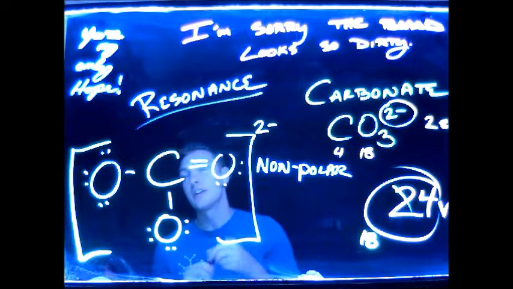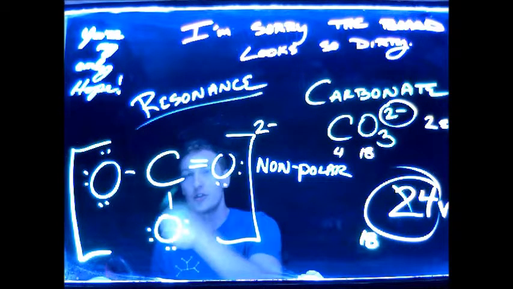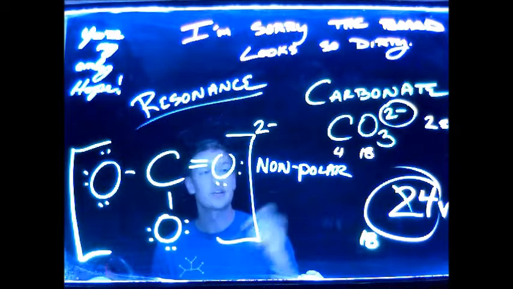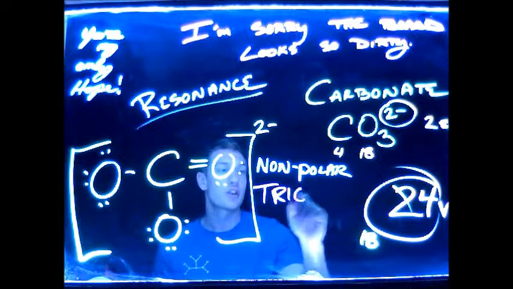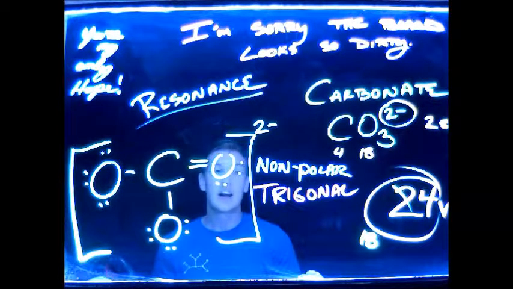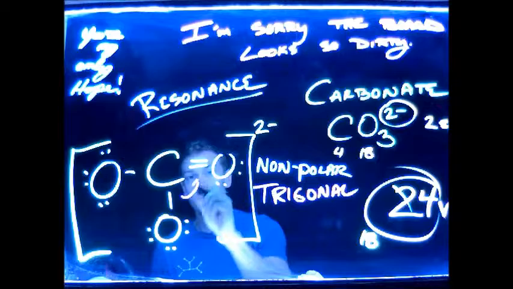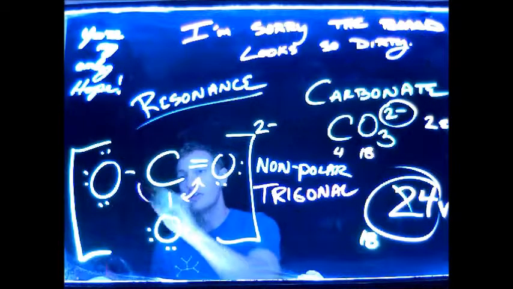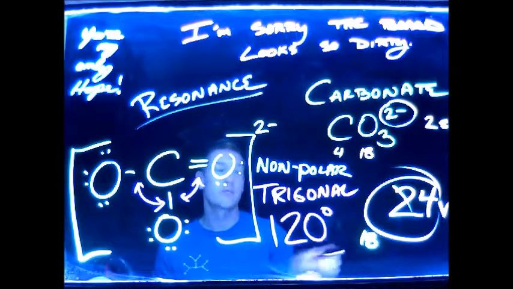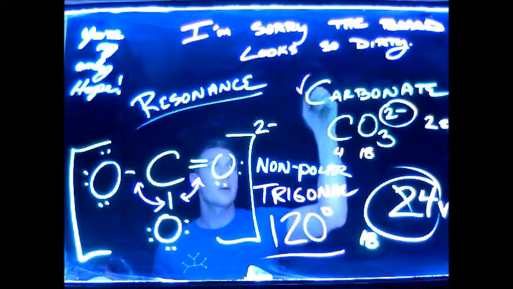Then, what is the geometry? So we have 1, 2, 3 branches around the central atom. They are all bonds, and so this is going to be a trigonal geometry. And the bond angle on a trigonal is 120 degrees. And so that is your carbonate ion.